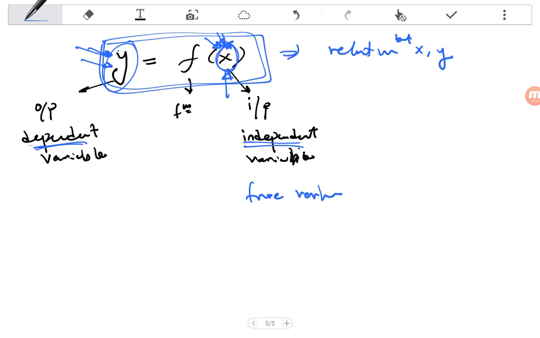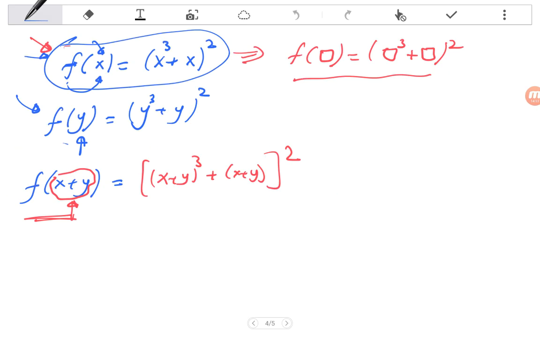And that's why if I said here, what is f of 5? If I give you this expression, f of x is equal to x cubed plus x all squared, what is f of 5? It is 5 cubed plus 5 all squared.